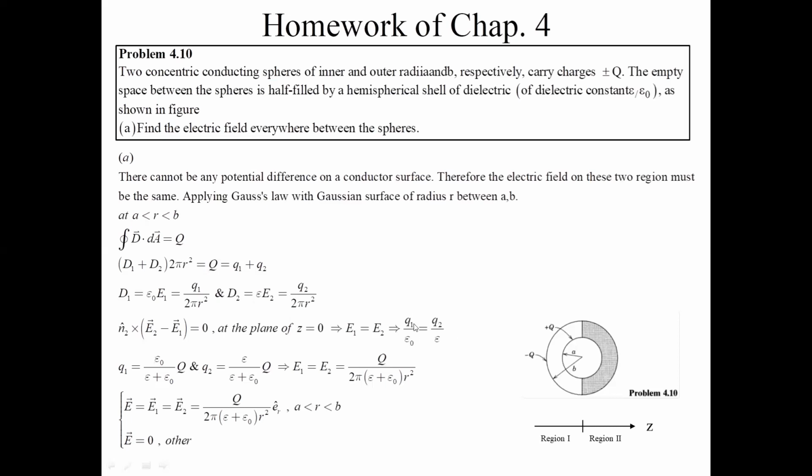So by this relationship and the result we have here, we can easily get Q1 and Q2 equal to this. And so the electric field will become this term when r is between a and b, and the electric field will equal 0 in all other positions.